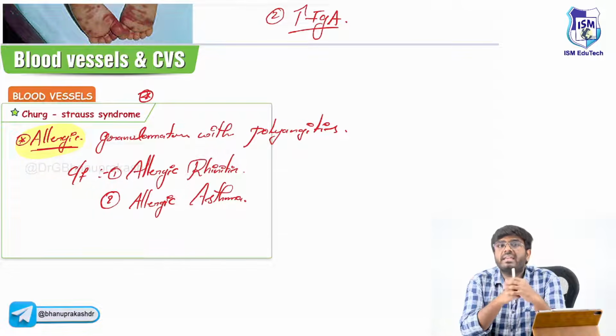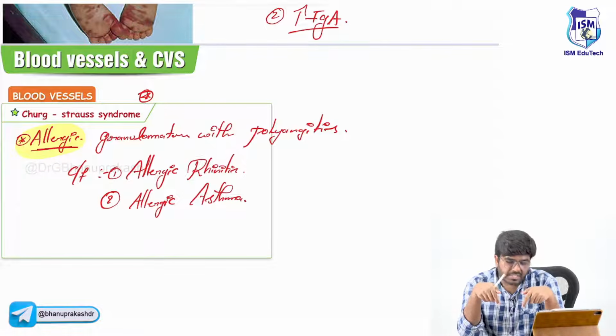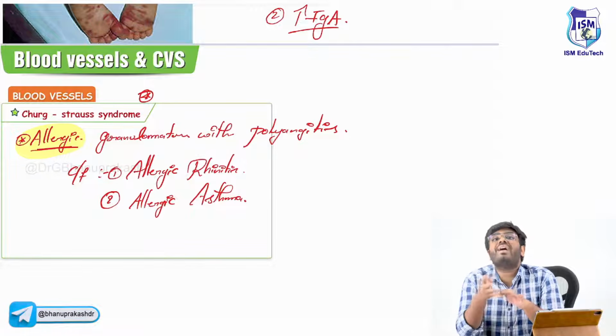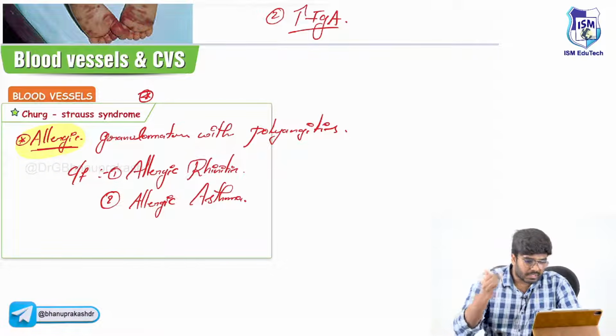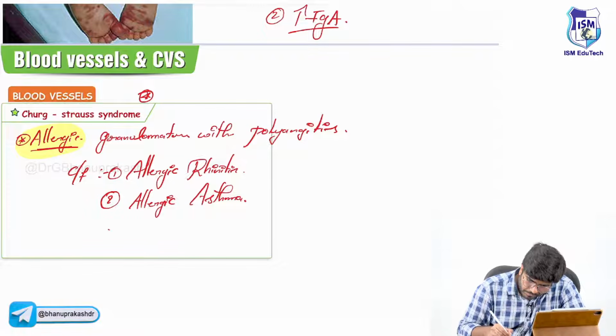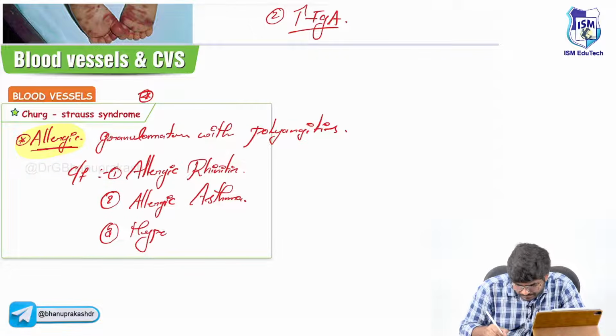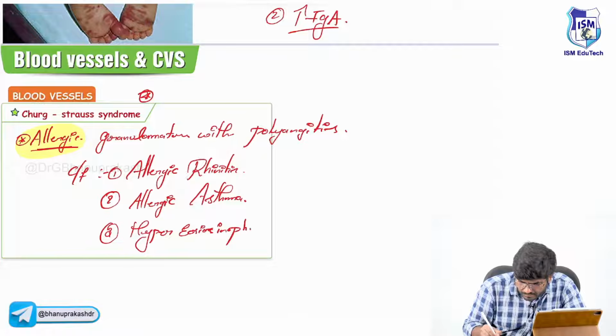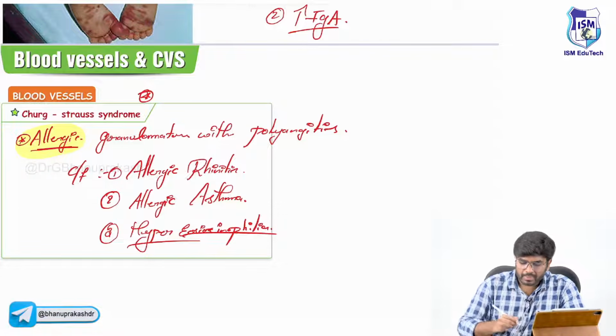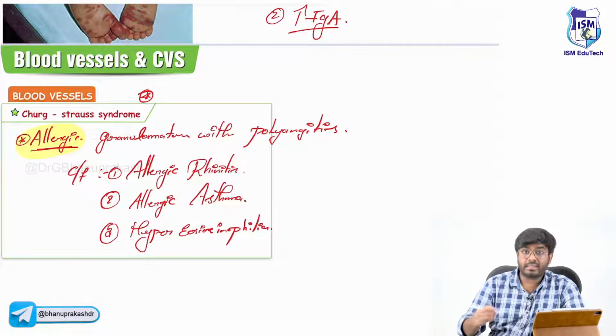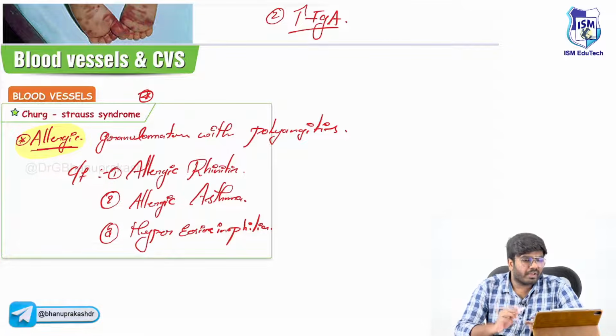Now if you take my complete blood picture, you'll see eosinophilia. I have high levels of eosinophils in my blood. So even in this patient, Churg-Strauss syndrome, an allergic vasculitis, there will be hypereosinophilia. The eosinophil count is going to be more. So peripheral eosinophilia is going to be seen, allergic asthma, allergic rhinitis. It's a small vessel vasculitis associated with allergies.